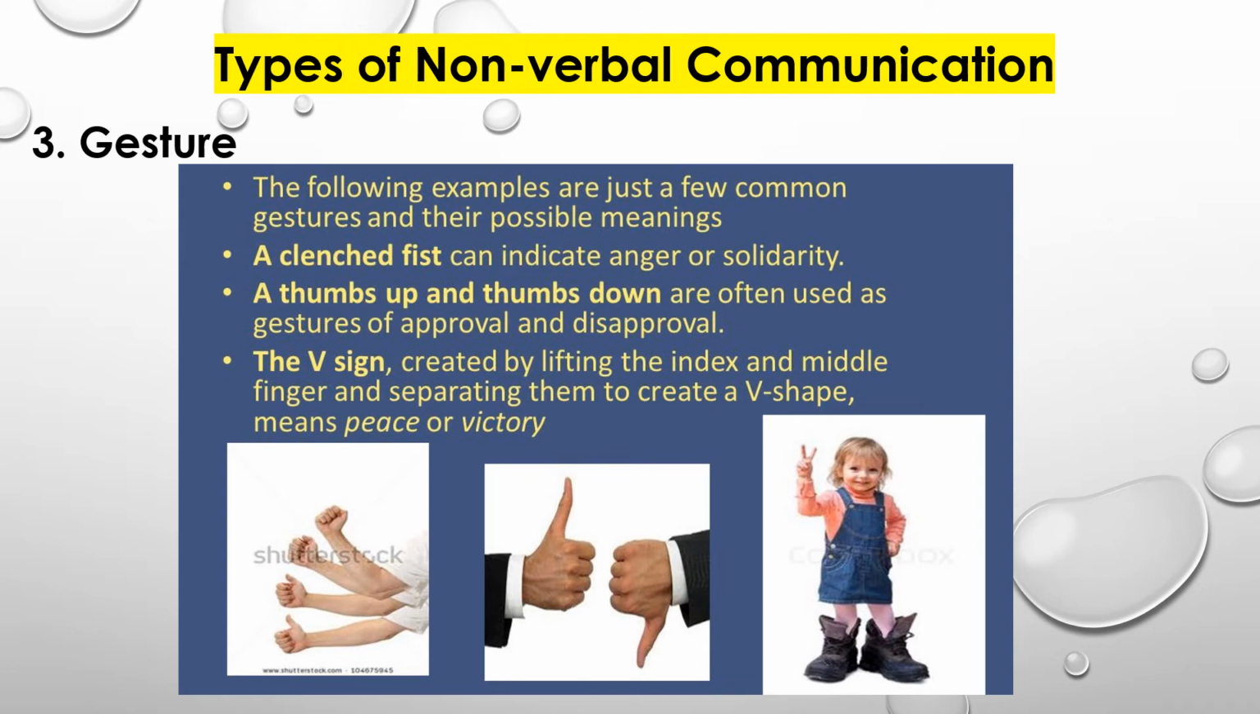When you give a thumbs down, it indicates disapproval of something. Also, there is the V sign, created by lifting the index and middle finger and separating them to create a V shape, meaning peace or victory. Those are just a few common gestures that we usually use.